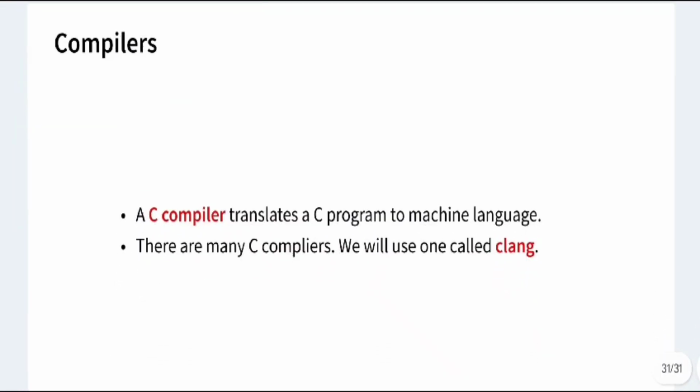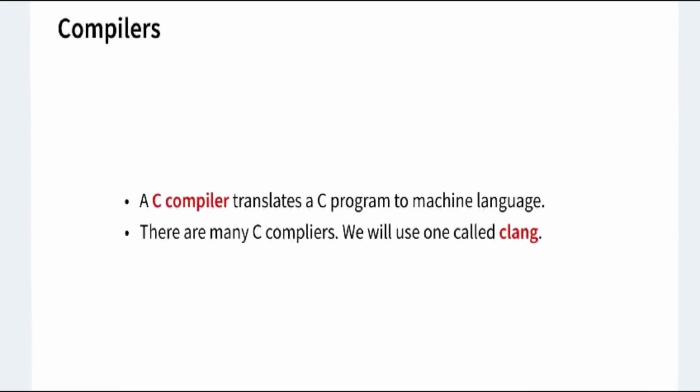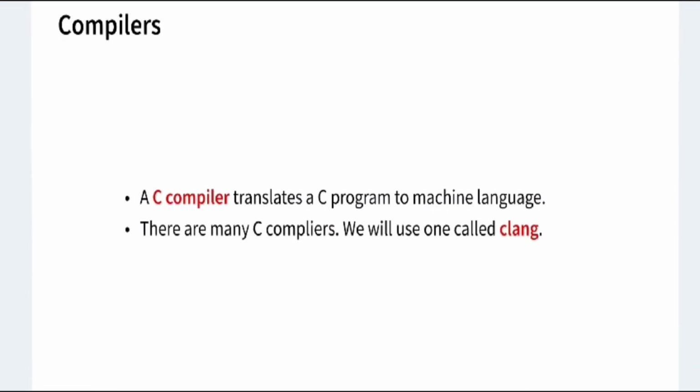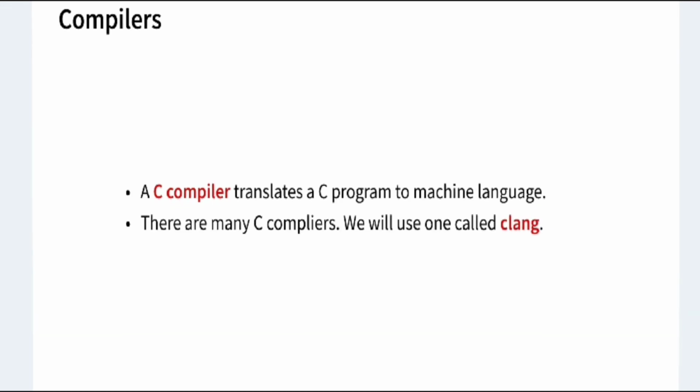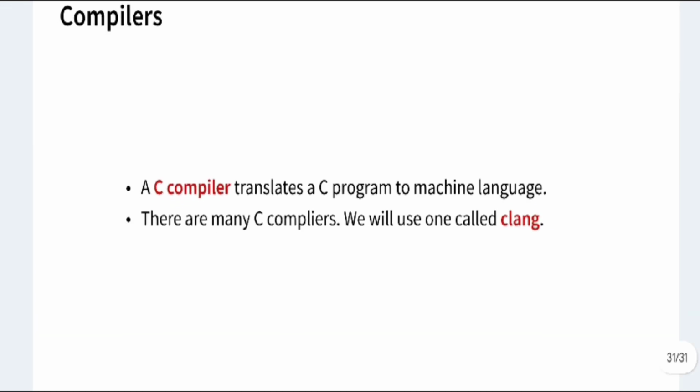And let's go to compilers. A C compiler translates a C program to machine language. There are many C compilers. We will use one called Clang.